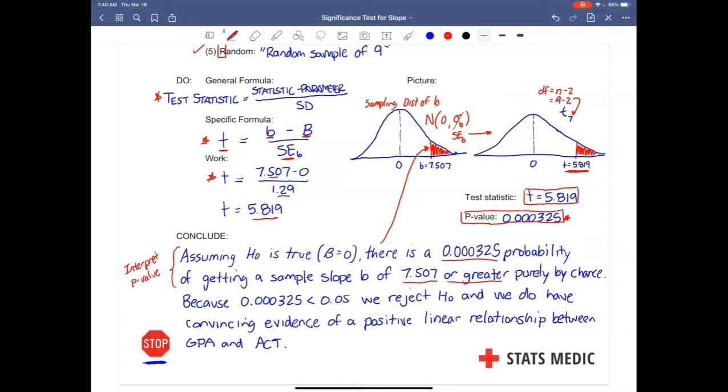Now that we have interpreted the p-value, this is where we can go ahead and make our decision about what we're going to do with that p-value. Because that p-value is very much smaller than our alpha level, we are going to reject the null hypothesis, and we do have convincing evidence of a positive linear relationship between GPA and ACT. So you need to make sure that at the very end of your conclusion, you are talking about the alternative hypothesis, and you are doing that in the context of the problem.